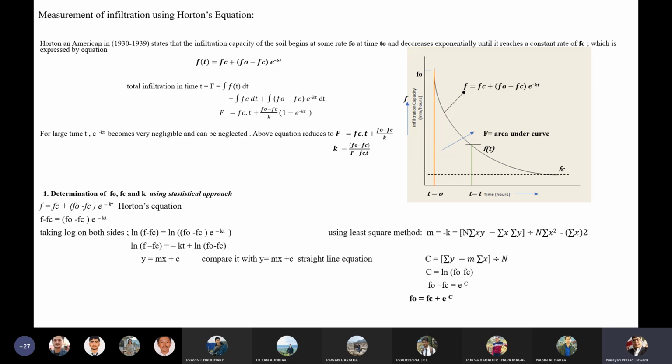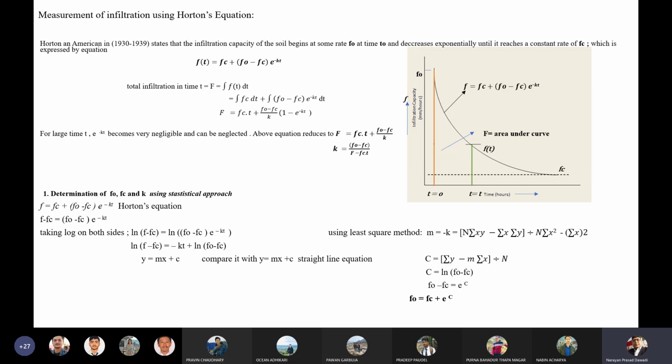For large time t, if the time of rainfall is long, then e power minus kt will be very small and can be neglected. The above equation reduces to F is equal to fct plus (f0 minus fc) by k, with e power minus kt considered as 0. So fct plus (f0 minus fc) by k will be the total depth of infiltration.